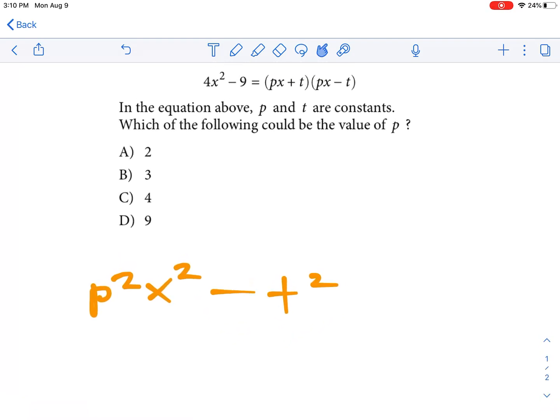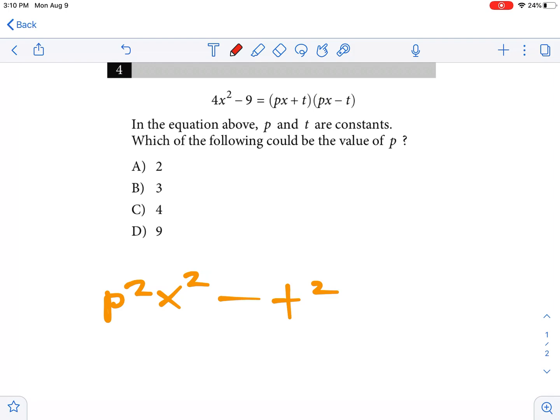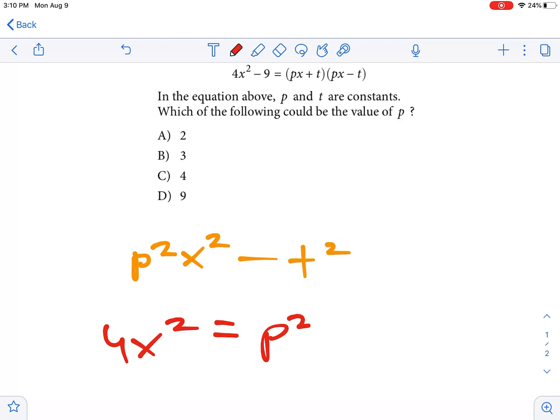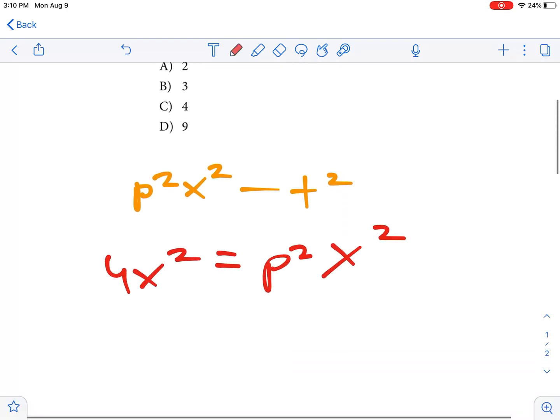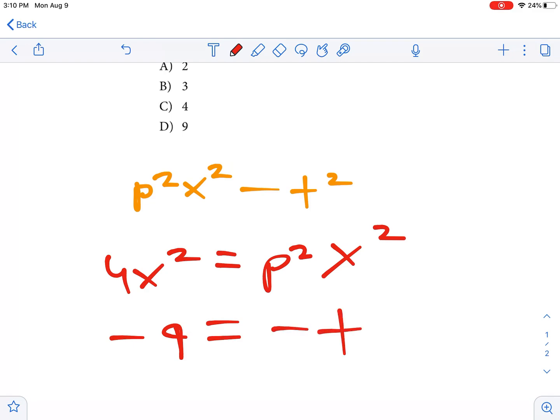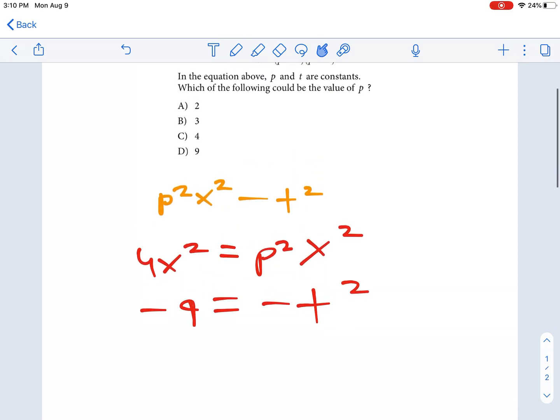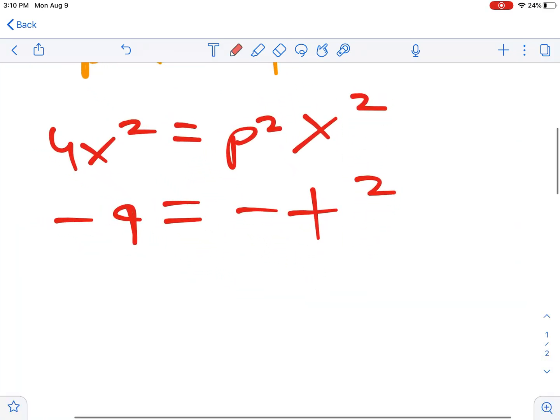And this is really convenient for us because on the left side we know that this has to be equal to 4x squared minus 9. And what they're asking us is which of the following could be the value of p. So I know they only asked us for p, but if we just think about this, if we have 4x squared, we know that this is going to have to equal the p squared x squared part. And we know the negative 9 is going to have to equal the minus t squared part. So essentially we have the ability to solve this by just knowing positive and negative square roots.